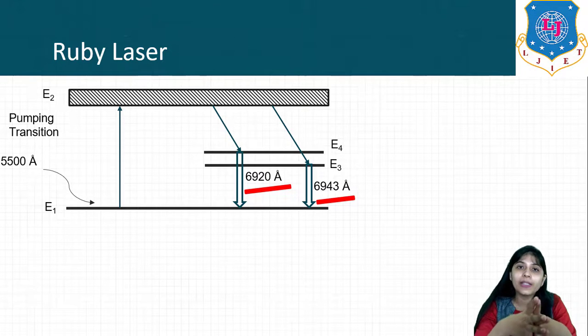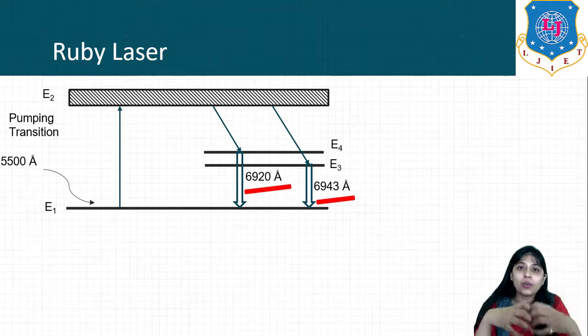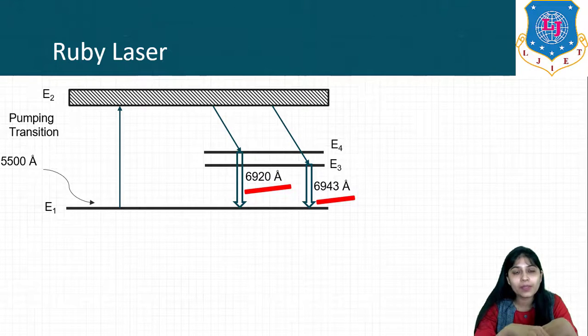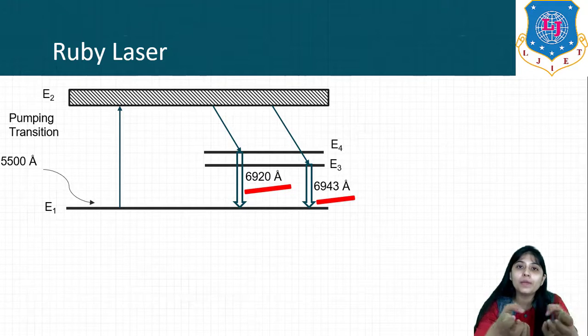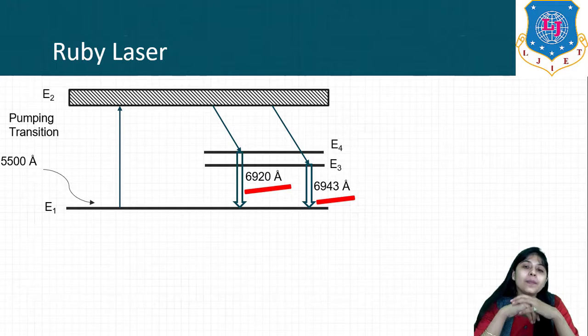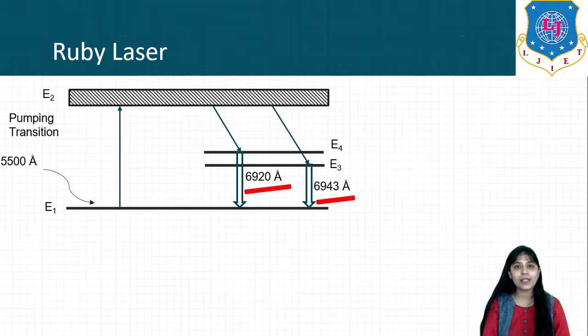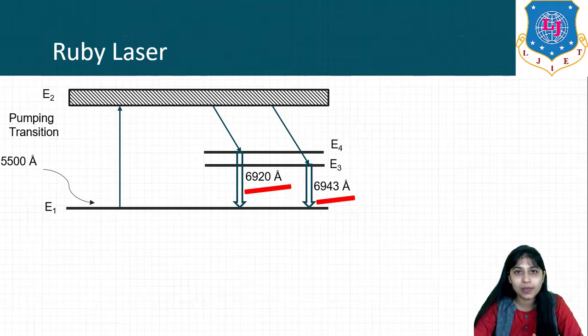So what happens when an intense flash of light is produced by the xenon flash lamp? It falls on the ruby rod, which excites the chromium atoms. Chromium atoms absorb this light energy, which is approximately 5500 angstrom in wavelength. So pumping is done, and the atoms are excited to the excited level E2.